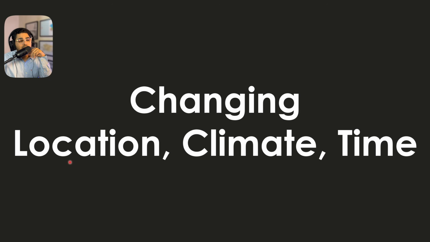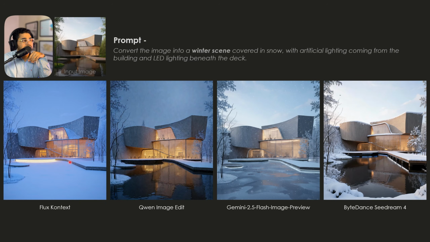Now let's see changing location, time and climate. Now in this case, I've selected one of the outputs that we had. And here I'm saying change the season to winter season with snow. And all of them have done a good job. I personally like this snow that is gathered here near the corner of the image. Adds more realism to the image. So just for that, I'm going to give the win to Seedream.